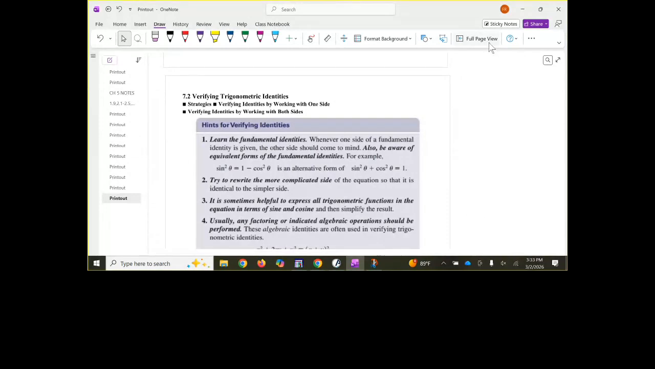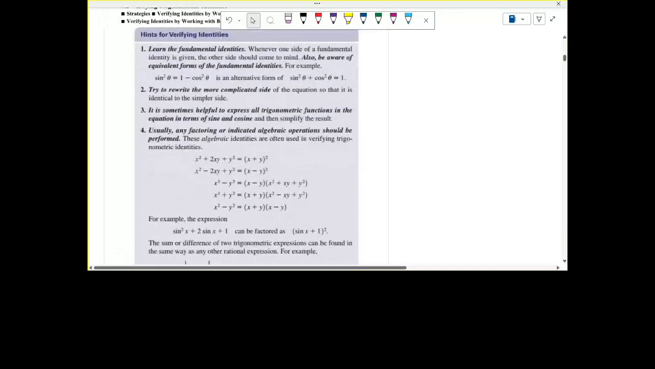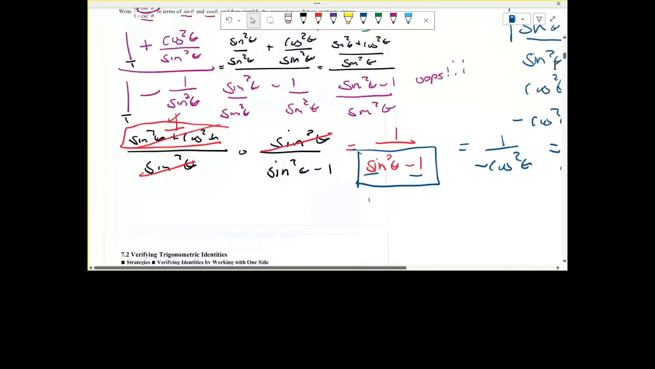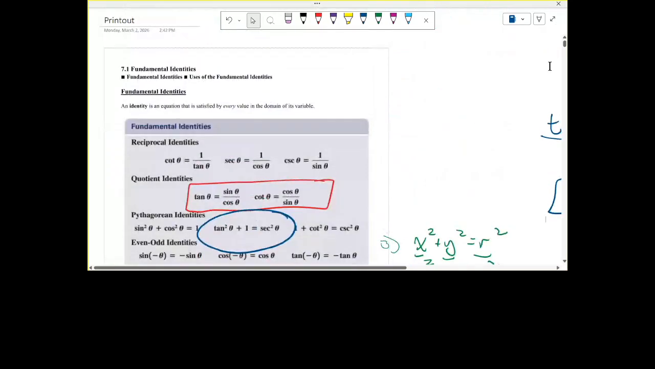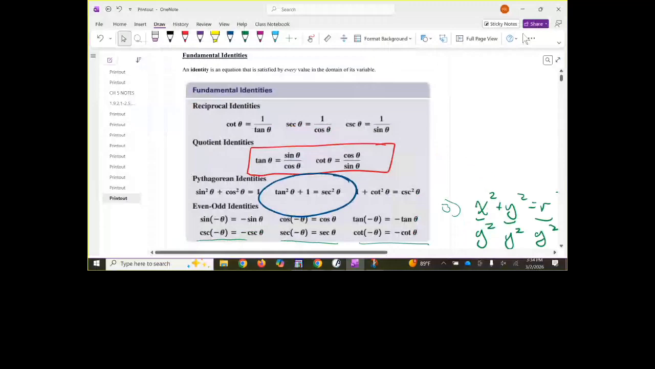For 7.2, when we're verifying trig identities, we're going to learn something we call the fundamental identities. When I'm thinking about those fundamental identities, I'm thinking about these identities. Let me come back here so that we can reference them. These are the fundamental identities, okay? So let's do this. Boom.